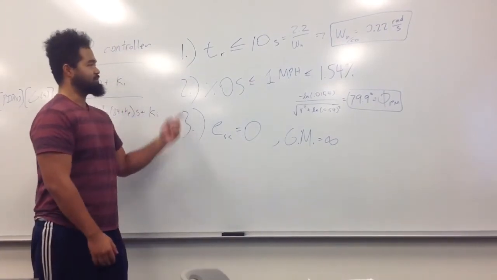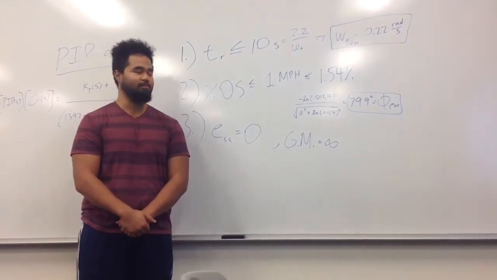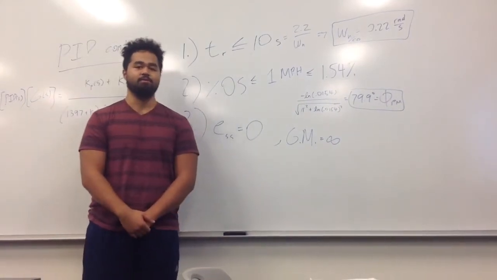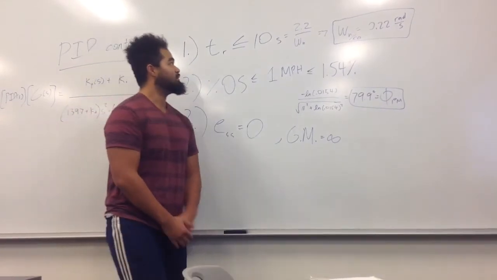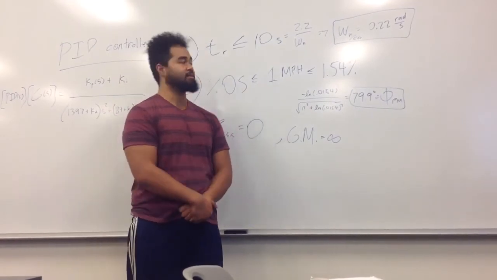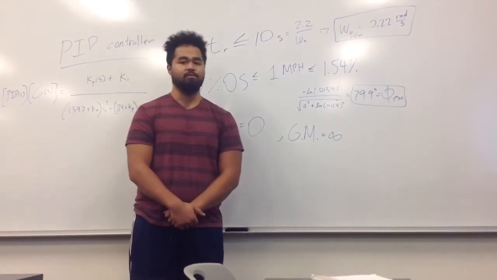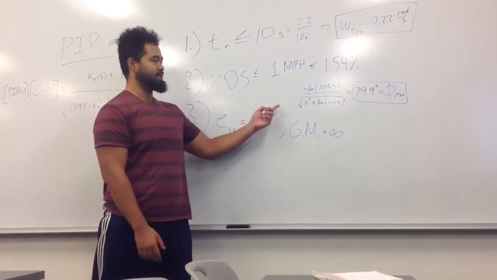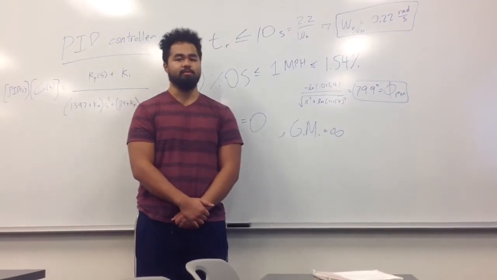Our second criteria is that our percent overshoot is around 1 mile an hour. This translates into around 1.54% overshoot. And lastly, we want a steady state error of 0 so that our car, once at a set speed, will follow that speed. Going to our rise time, plugging it into equations given from class, we get a natural frequency response or natural crossover of 0.22 radians per second. For our percent overshoot, we plug it into this equation and it gives us a desired phase margin of around 79.9 degrees.